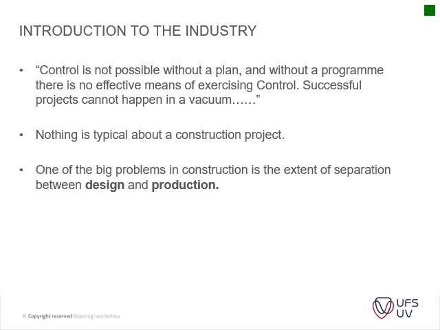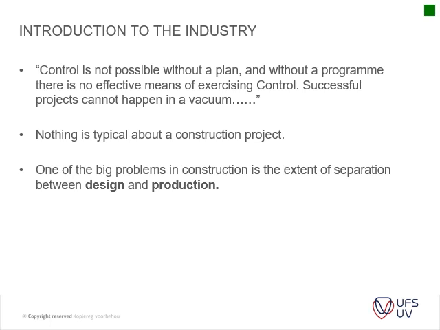So, the introduction to the industry. Here we actually get to chapter 1 of Cook and Williams. Control is not possible without a plan, and without a program there is no effective means of exercising control. Successful control cannot happen in a vacuum.